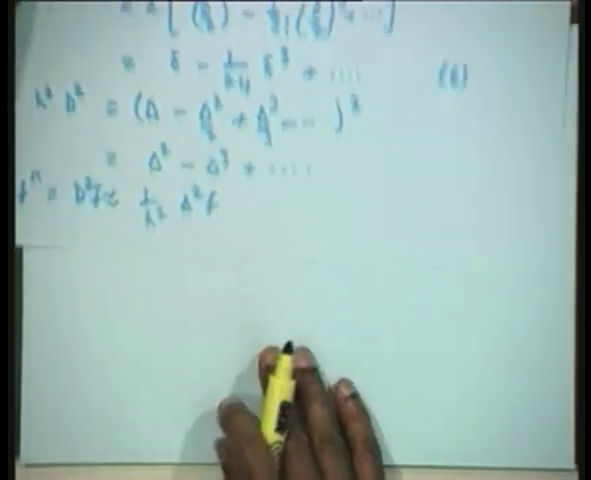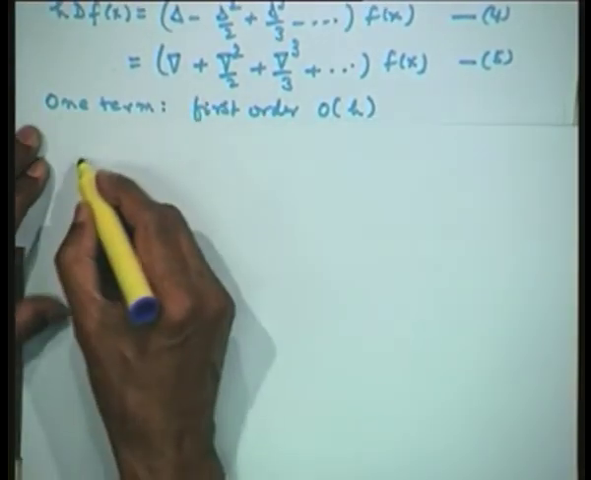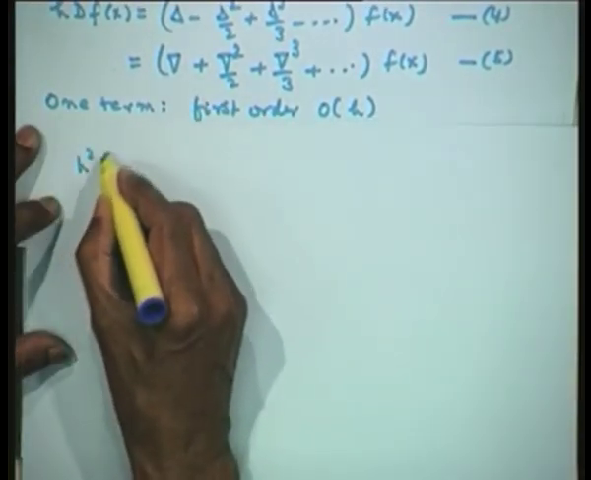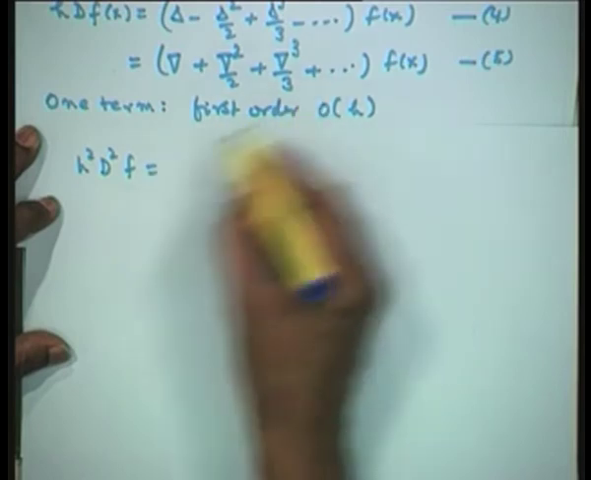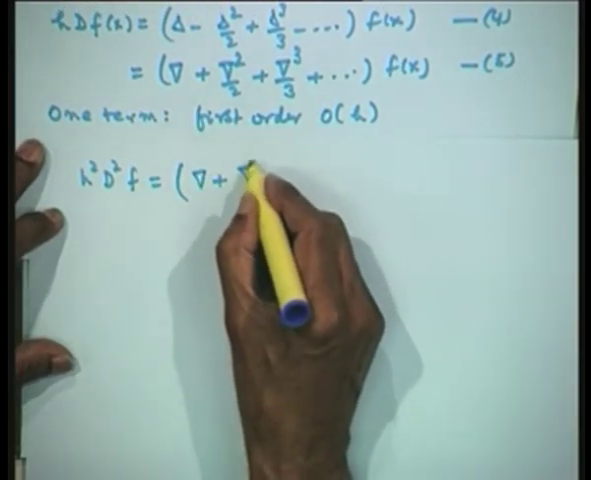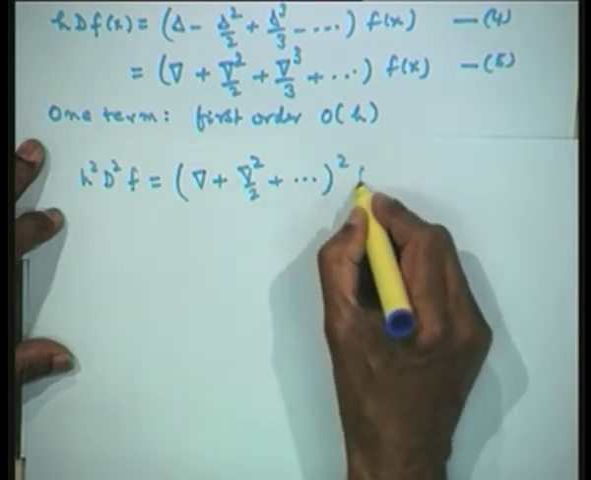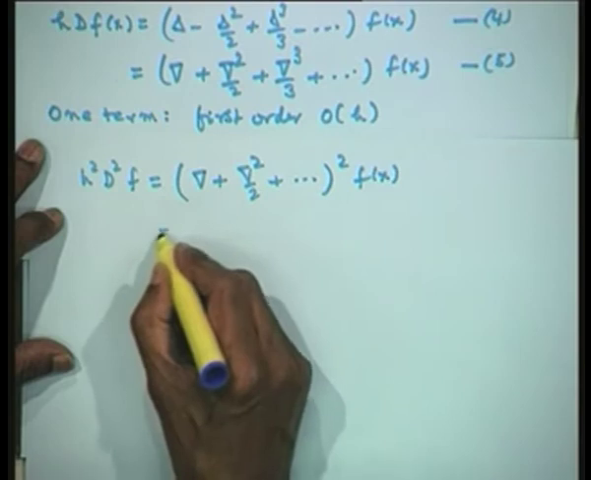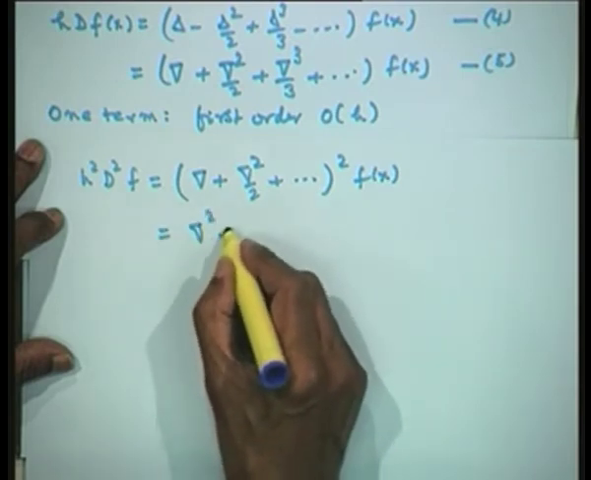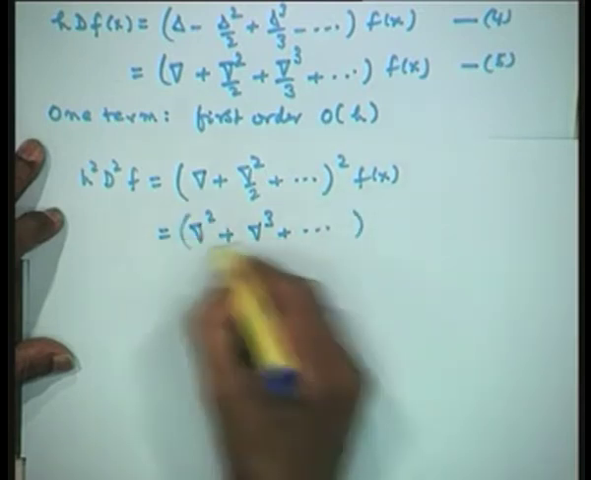Now I can use similarly the backward differences, just as I have done it here. I can use the backward difference as this: h squared D squared of f will be the square of this backward difference, delta squared by 2, whole squared of f x. Therefore this will be delta squared plus delta cubed, and so on, f x.